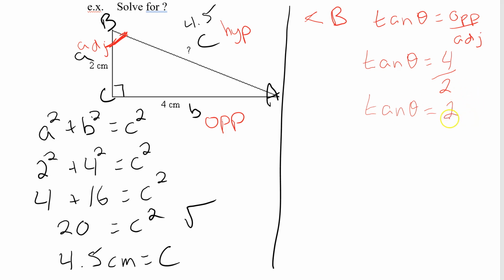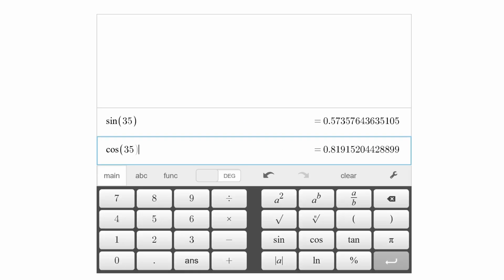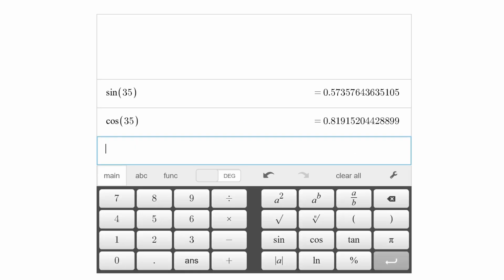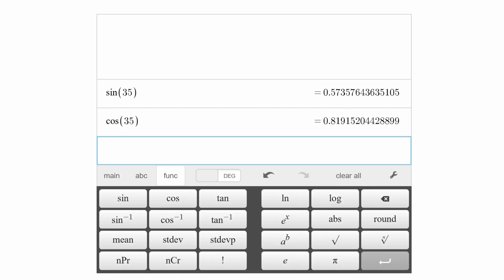So I can't do any more math here, but I can figure out the angle. Right now it's being multiplied by tan. Well, what's the opposite of tan? Well, it's the inverse tan, tan to the negative 1. So I go to Desmos, and I'm going to change my sine, cos, and tan using the second function. For Desmos, it's the function button. Look what happened. Now I've got sine to the negative 1, cos to the negative 1, and tan to the negative 1. So I click the tan to the negative 1.